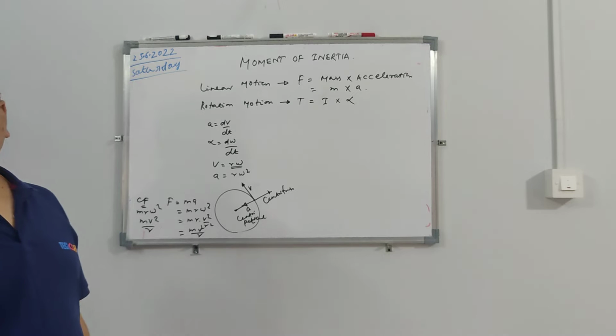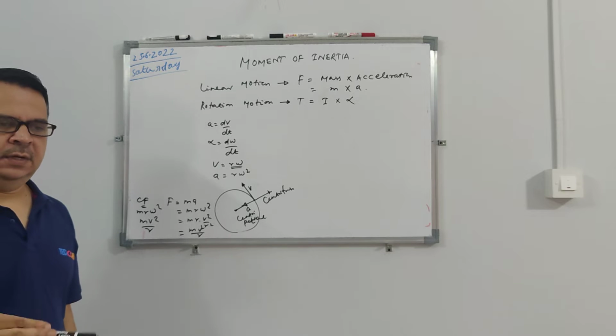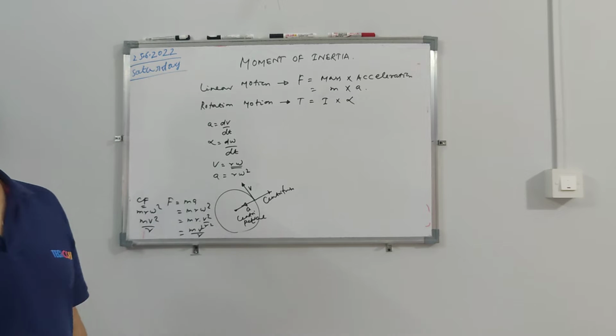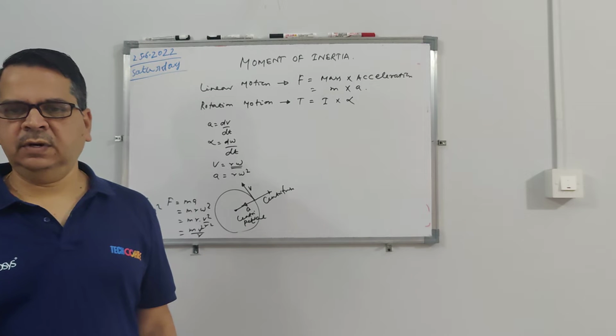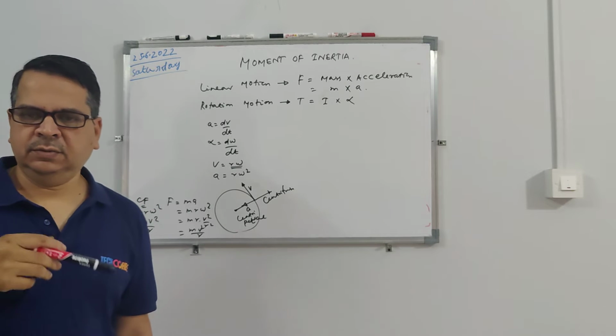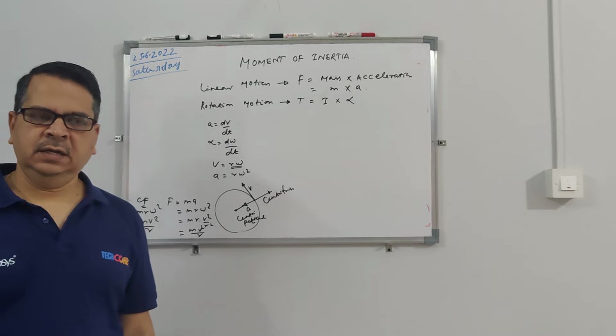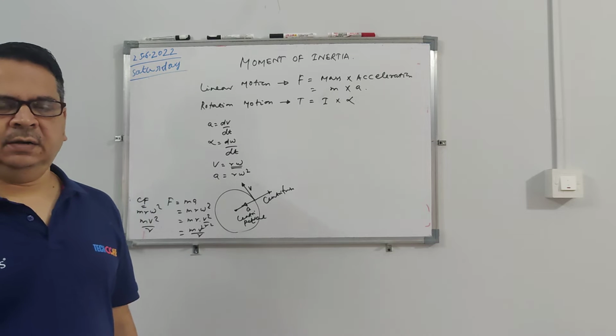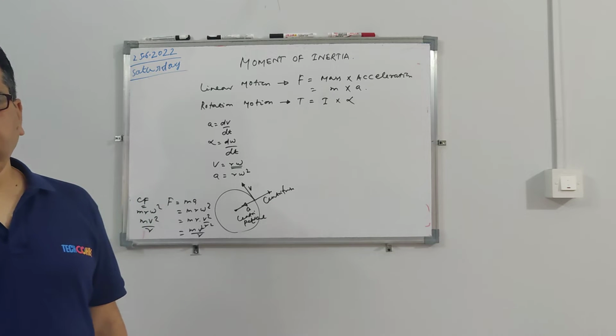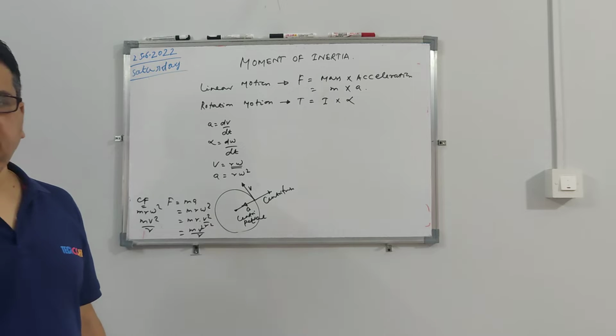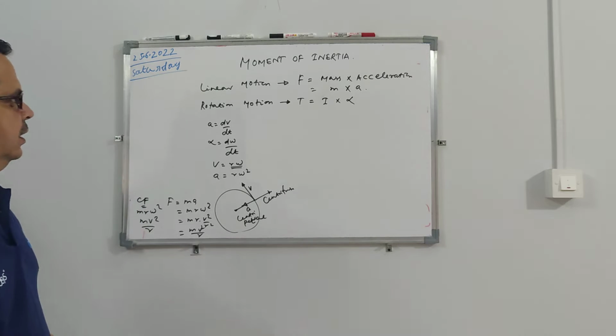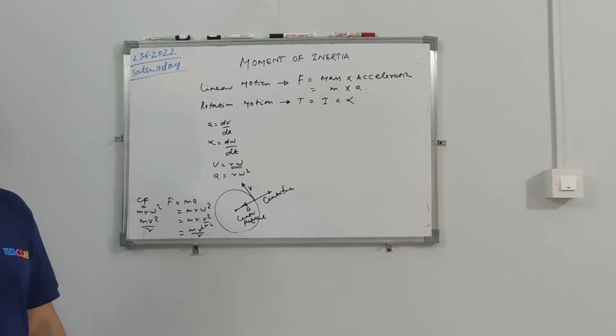So we have discussed various geometries where the CG lies, like a rectangular cross section, where it is lying in a triangle, and for a cone. So it is important to know where the CG lies. And now we'll discuss moment of inertia.